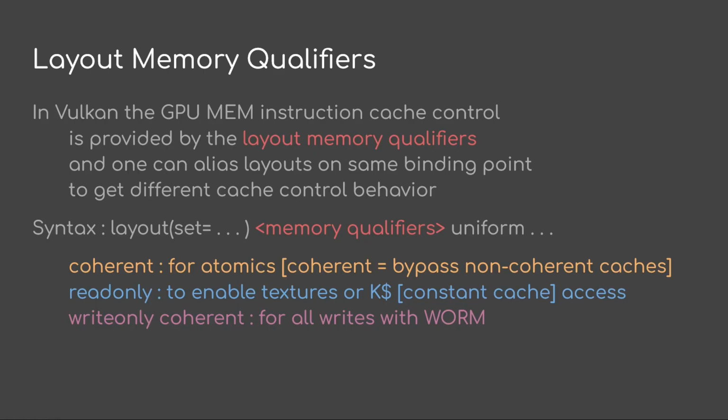So you would have layout, your set, your binding, followed by your memory qualifiers, followed by uniform, and then the name. There's three memory qualifiers we should dive into. The first is coherent. Use this for atomics. Coherent bypasses the non-coherent caches. Read-only. This is what we use for textures or to potentially get access to the constant cache. And then there's write-only coherent. All writes with worm are going to use this.